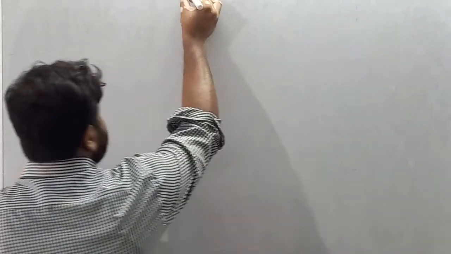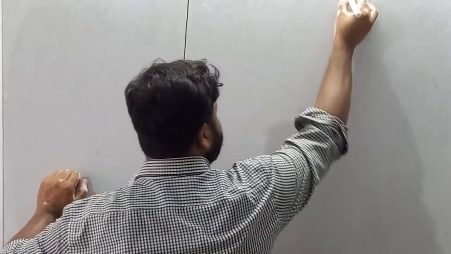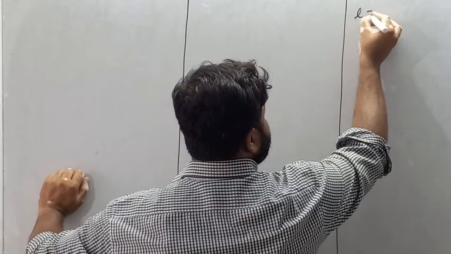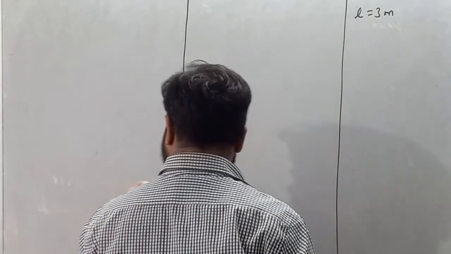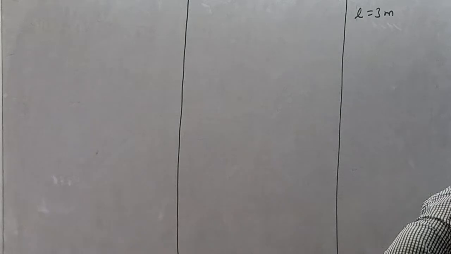Calculate the electrical conductivity of the material of a conductor of length 3 meter. The length of the conductor is given: L is equal to 3 meter.